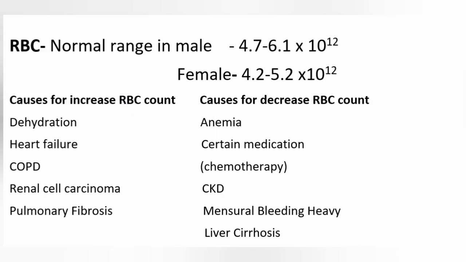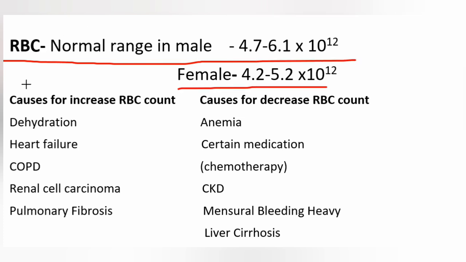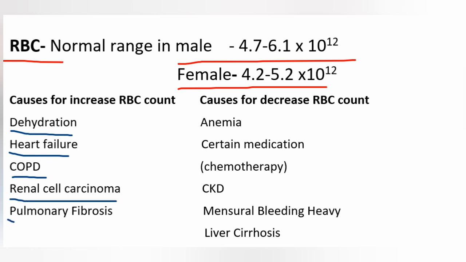RBC, red blood cells, normal range. In males, 4.7 to 6.1 million cells per microliter. In females, 4.2 to 5.2 million cells per microliter. Causes for increased RBC count: dehydration, heart failure, COPD, renal cell carcinoma, pulmonary fibrosis.